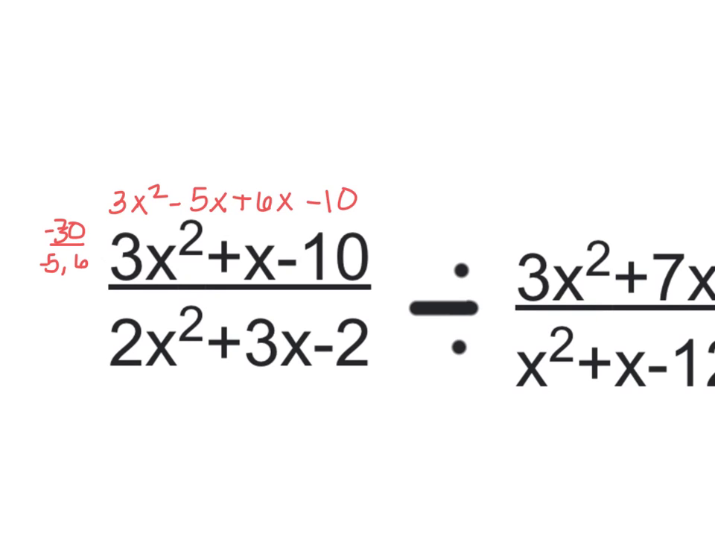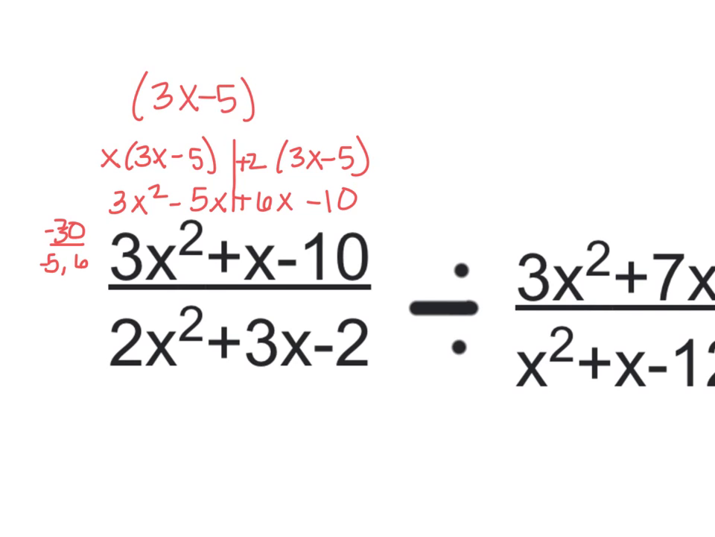So all I did was split up that x term into two different ones, and now I factor, and I'm going to factor kind of upwards because I'm at the top. So I take out an x, I get 3x minus 5, and I take out a 2, plus 2, and I get 3x minus 5. So my factors are 3x minus 5 and x plus 2. Now I factor the bottom.